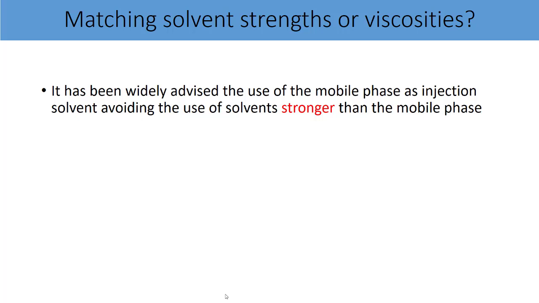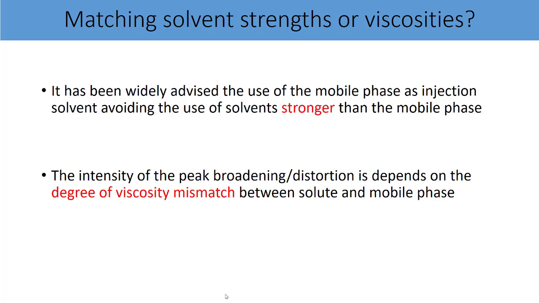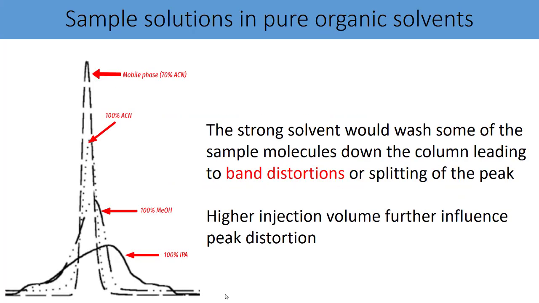It has been widely advised to use the mobile phase as the injection solvent, avoiding solvents stronger than the mobile phase. Similarly, the intensity of peak broadening or distortion depends on the degree of viscosity mismatch between the solute and the mobile phase. So let us prove these two important statements with the help of further examples.